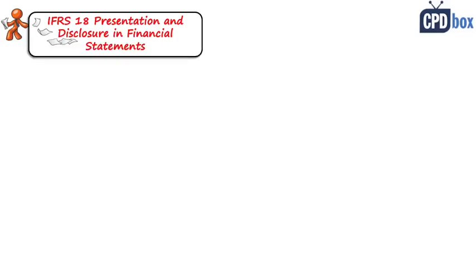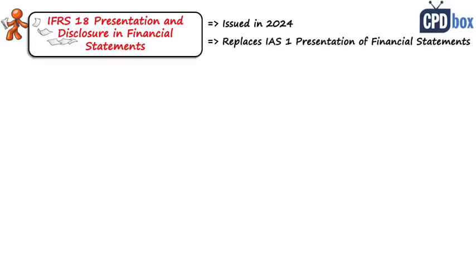So, IFRS 18 was issued in 2024. It replaced the oldest standard, IAS 1 Presentation of Financial Statements, and the effective date is 1st January 2027, but you can apply it earlier. That is possible. Let me warn you that you should apply this standard retrospectively, so it means restatement of earlier periods. And so you should really be focusing also on the period of 2026 at the latest.